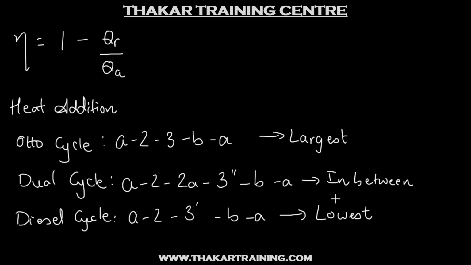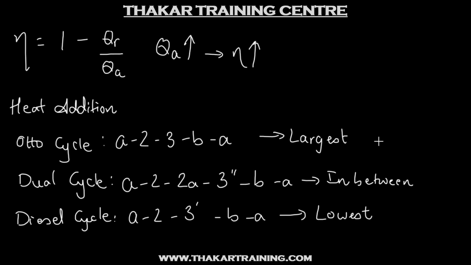Alright, this is in between. So how will the efficiency compare? We have QR the same. So the bigger the denominator, the smaller this number will be and the larger the efficiency will be. Correct? So the greater the value of QR, the higher the efficiency.